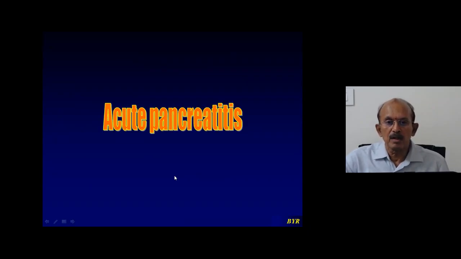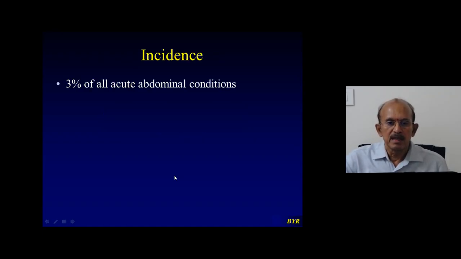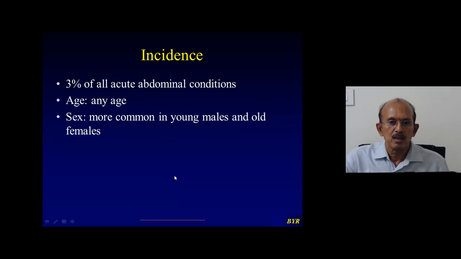First, let us discuss about the acute pancreatitis. This is today's topic. Incidence: 3% of all acute abdominal conditions. It occurs at any age, but most commonly it affects the younger individuals. More common in young males and old females.